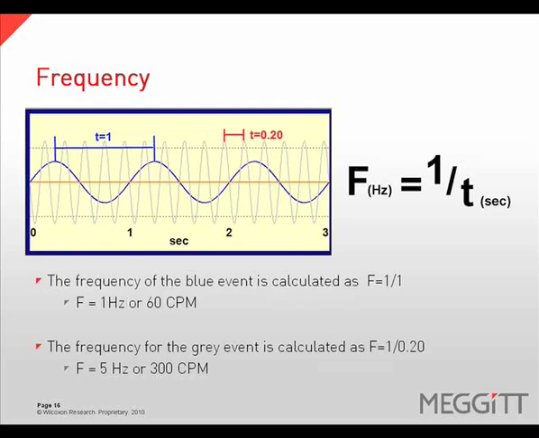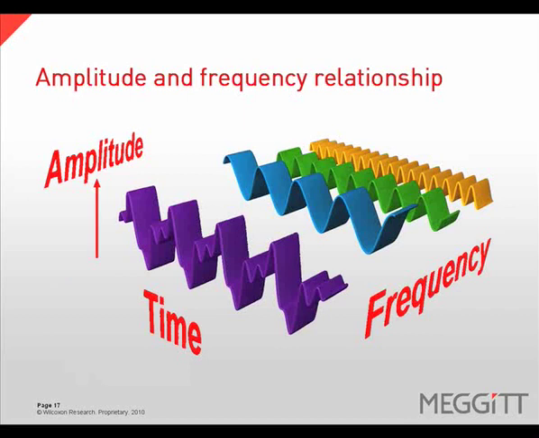In our example, the frequency of the blue event is calculated as F equals 1 divided by 1. So our frequency is equal to 1 Hertz or 60 CPM. The frequency of the gray event is calculated as frequency equals 1 divided by 0.2. So our frequency equals 5 Hertz or 300 CPM. There is a distinct relationship between frequency, amplitude, and time. If we look at a complex time waveform, we see that many frequencies of different amplitudes combine to give us our time waveform over time.